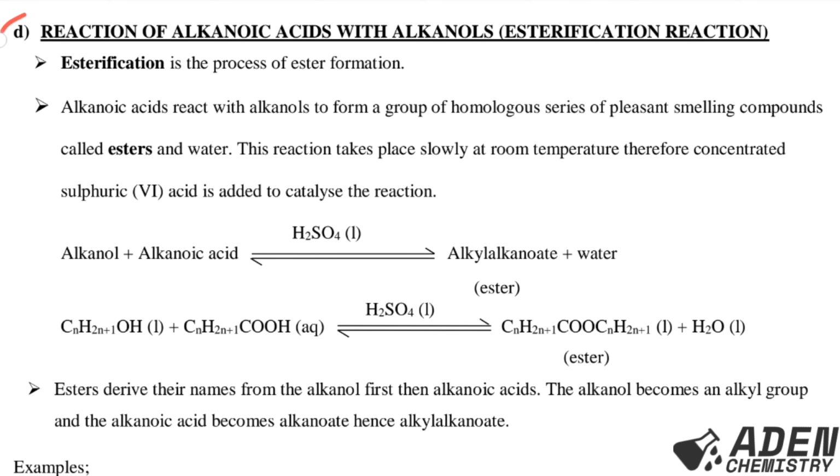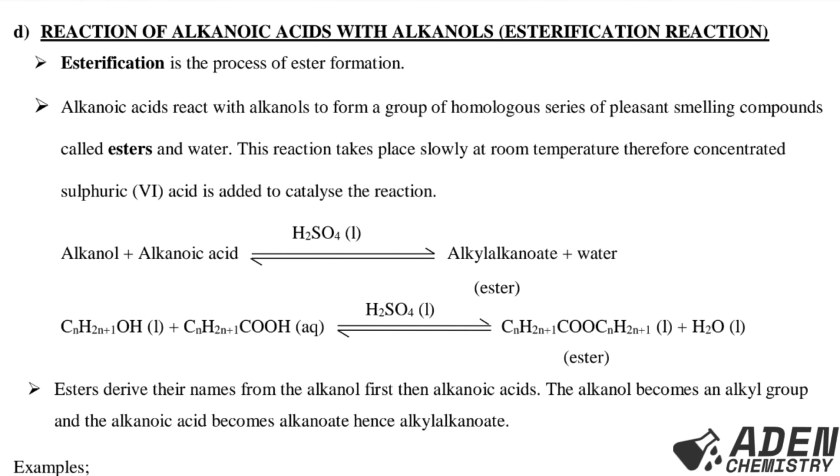So let's proceed to Roman D, and here we have the reaction of alkanoic acids with alkanols, and this type of reaction is called esterification. So we're saying esterification is the process of ester formation. Then next we are saying alkanoic acids react with alkanols to form a homologous series of pleasant smelling compounds called esters, and water. And we are saying this reaction takes place slowly at room temperature. Therefore, concentrated sulfuric acid is added to catalyze the reaction.